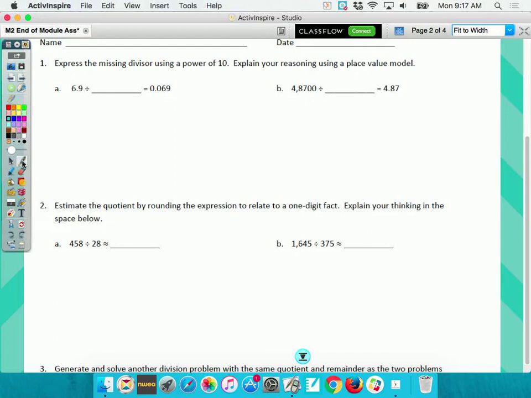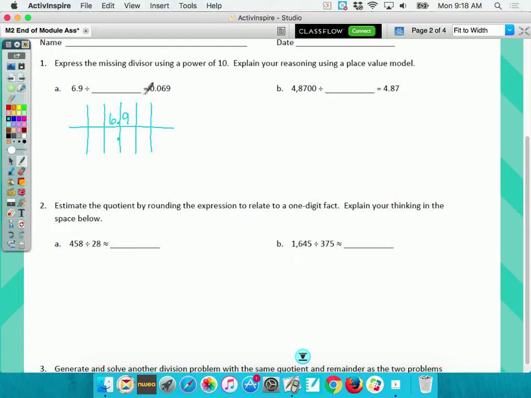So first of all, just draw a line and write 6.9 above it. Okay? Then make your lines on your place value chart. You don't need a lot. Line up your decimal. Are you writing this? Yes. I don't want to have to say that again on this video.